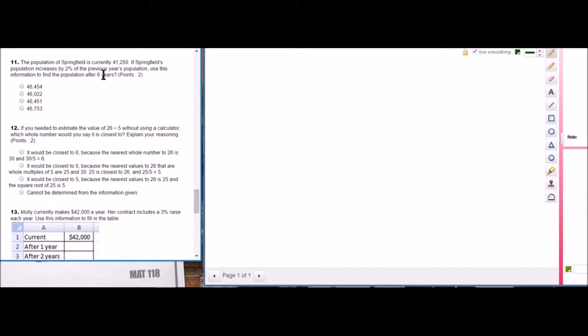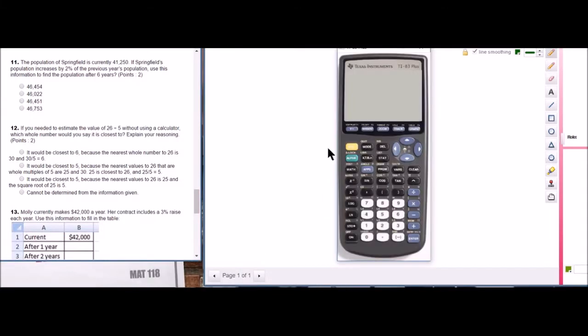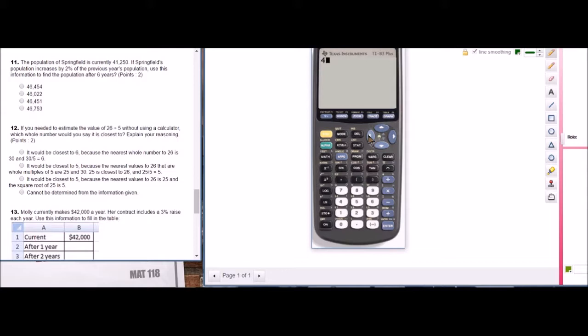All right, next, the population of Springfield is currently that. If Springfield's population increases by 2% of the previous year's population, use this information to find the population after 6 years. So this is going back to a compound interest type problem. Similar to what we did before, but instead we'll just do it one method here. 41,250 times 1.02, for 2%, and we're going to raise that to 6, because we're looking at a starting point of 41,250 going up by 2% every year for 6 years.